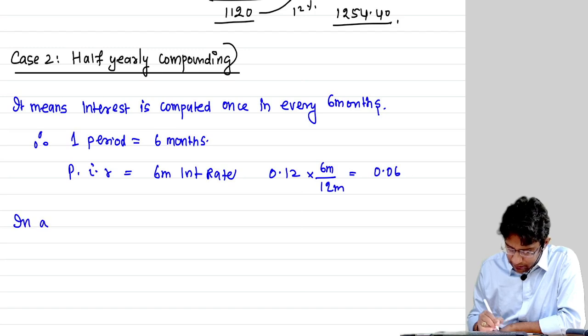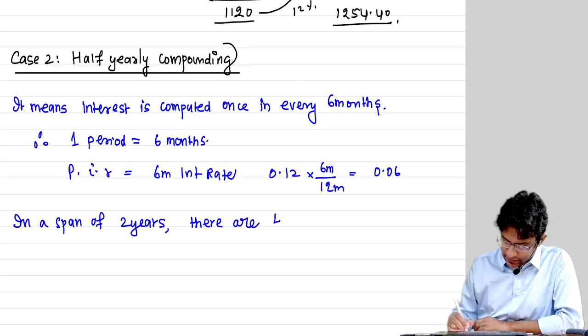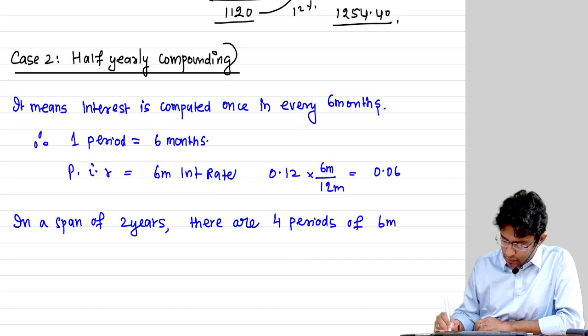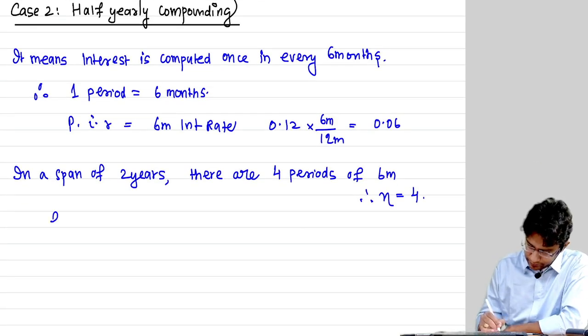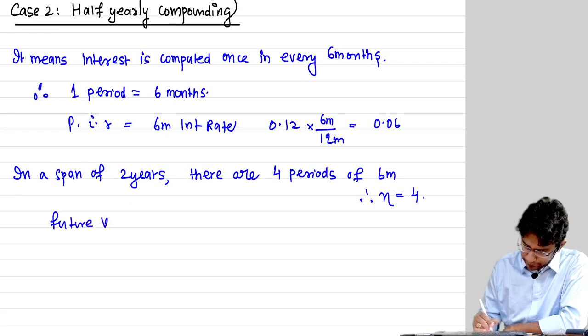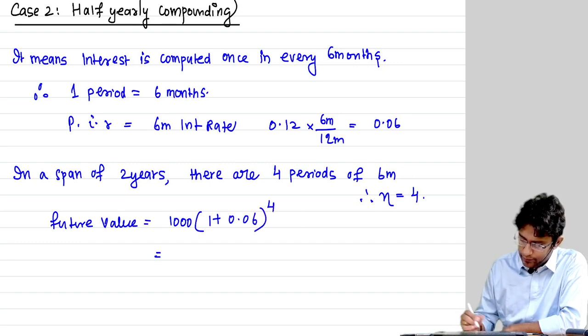Then move on. In a span of 2 years, there are, tell me sir, how many periods? 4 periods. The future value is equal to 1000 into 1 plus 0.06 whole power 4.